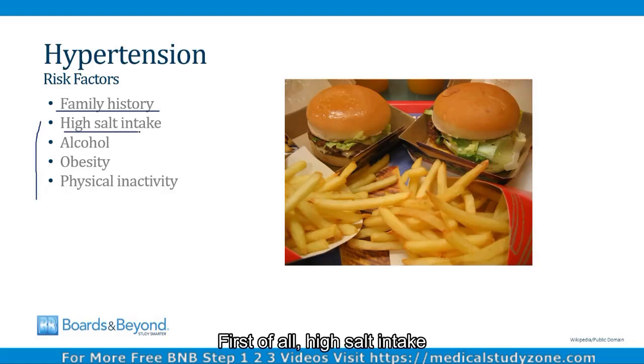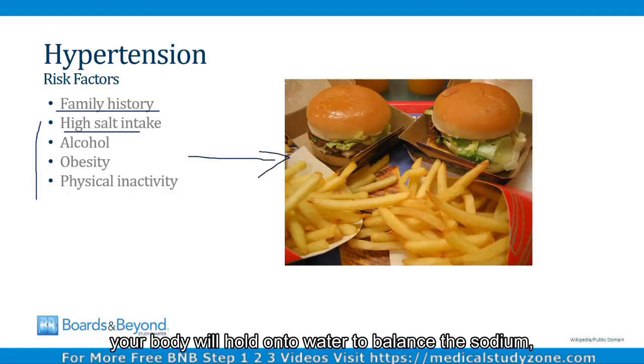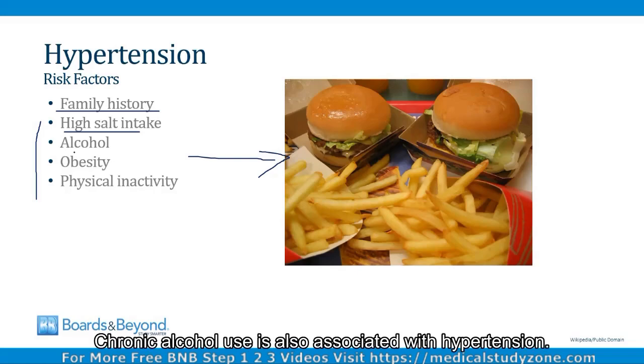First of all, high salt intake is associated with hypertension. If you consume lots of sodium, like what is found in hamburgers and French fries, like shown here, your body will hold onto water to balance the sodium, and that will raise the intravascular volume, and that can lead to hypertension. Chronic alcohol use is also associated with hypertension.